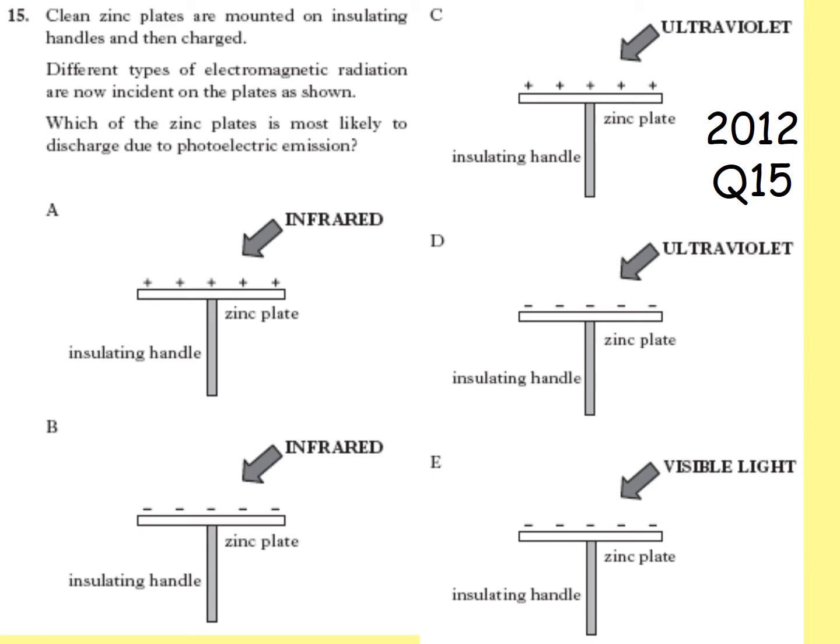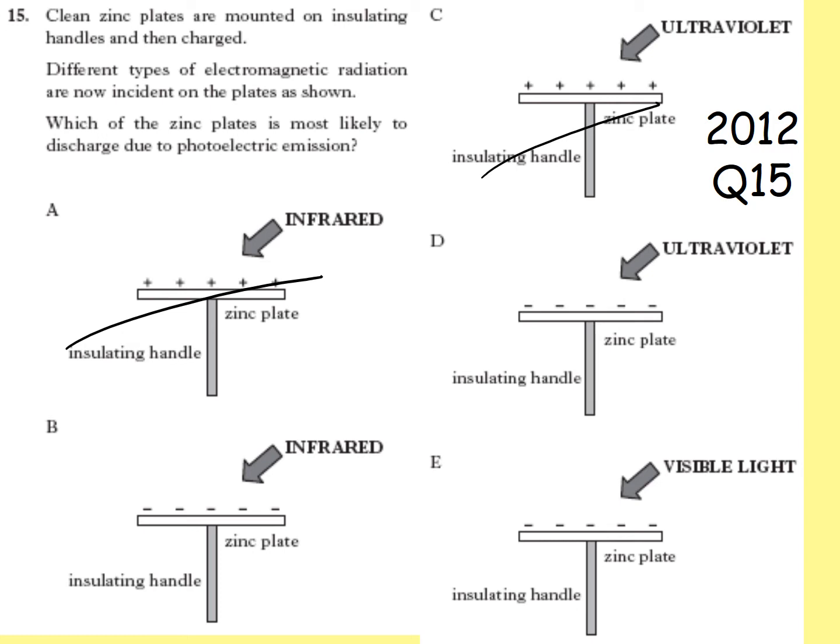A. First of all, A is out because it's positively charged. So then I look through, I can get rid of C for exactly the same reason. I'm not even looking at the type of radiation incident on the surface. I'm looking at the fact that the zinc plates are positively charged, and I know they can't discharge. Now we're left with B, D, and E.